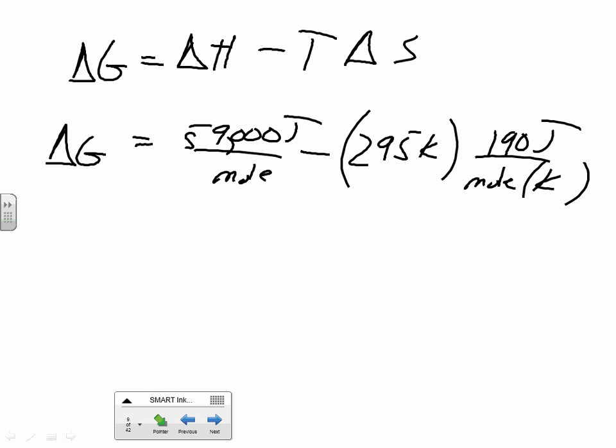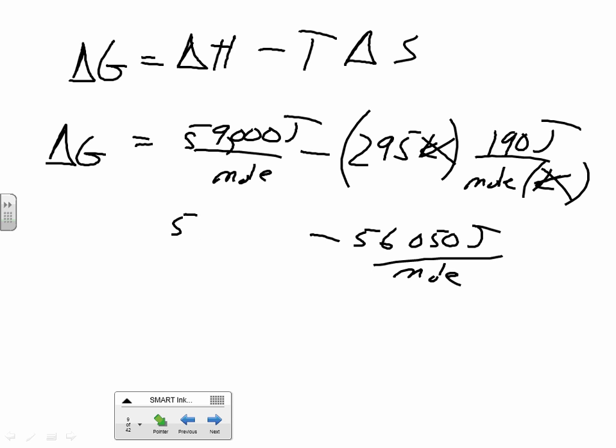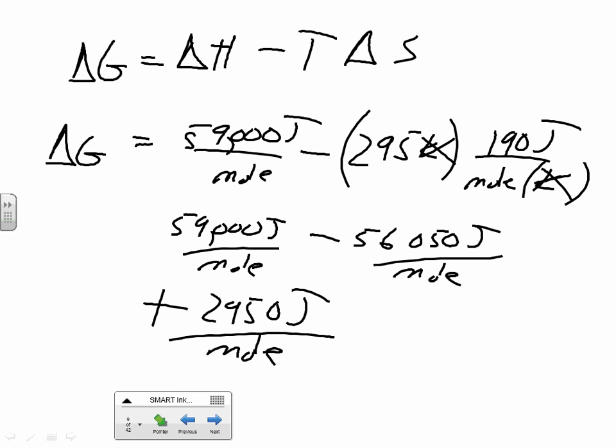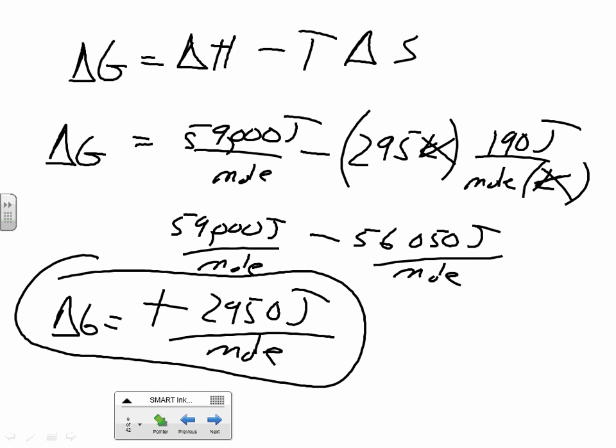So now we multiply that out. We go 295 times 190. And that comes up to be this. Those kelvins are going to cancel. And we've got to subtract that from 59,000. And again, we get a positive number. And if delta G is a positive number, what does that always tell you? It's a non-spontaneous reaction. That's the amount of energy that you have to add to it to make it happen.